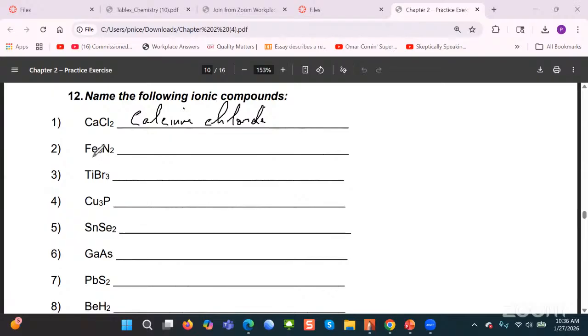Now, the next one you have to be careful, because in the case of iron, if you consult the table, you'll see that there are two types of iron ions. All right? There's iron 2 and iron 3. So you have to figure out which one of those ions would be present in this particular formula. So let me hear what you have to say about this one. What do you think the answer is?